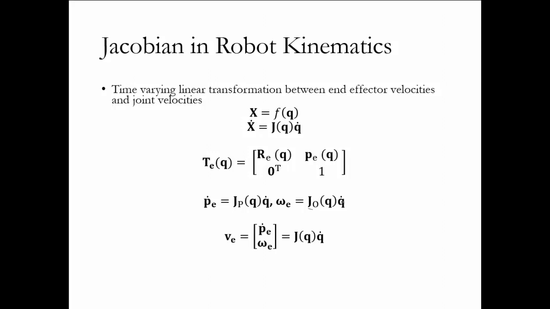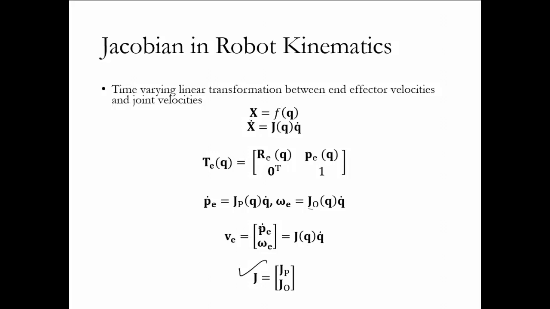So this can then be put together like this, where v_e refers to both the linear and angular velocities of the end effector, and q dot defines the joint velocities. So we have defined the end effector velocities mapped to joint velocities by the matrix J(q), where J(q) is J_P and J_O stacked together. So this is our Jacobian. This Jacobian is very useful. We'll see it in the coming slides.